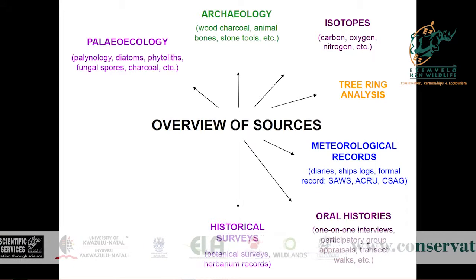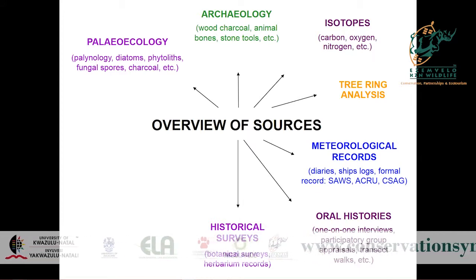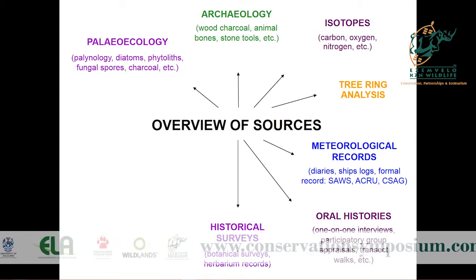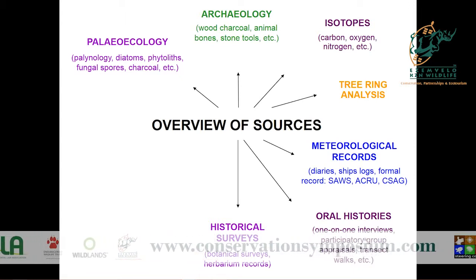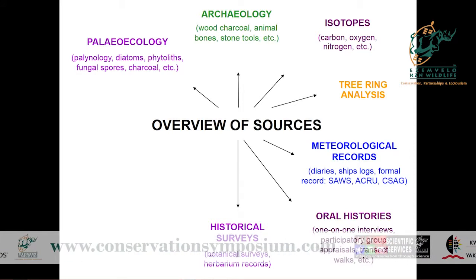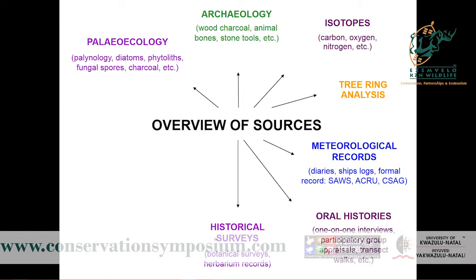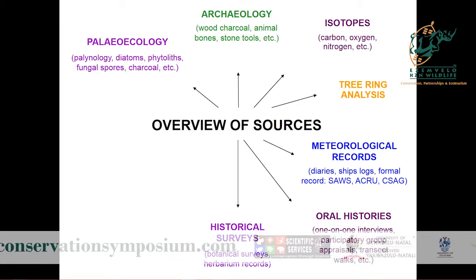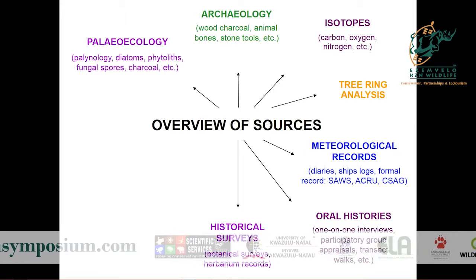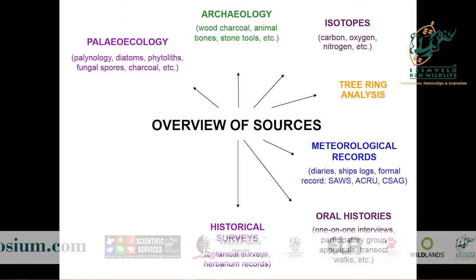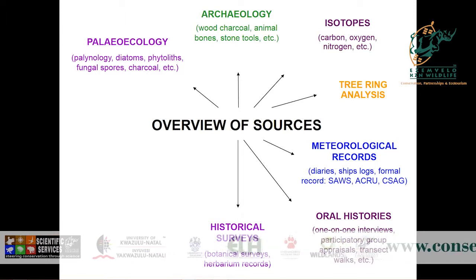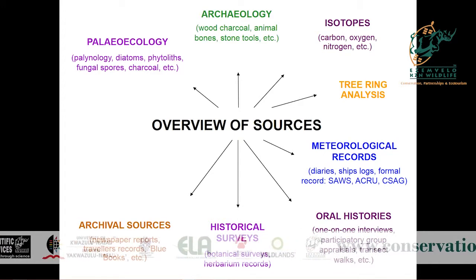One can also use oral histories, either one-on-one interviews with people who have lived on the land for a very long time, or communities have lived on the land, and there are many tools that have been developed by our social science colleagues to enable us to very effectively understand how the landscape has changed over time. Botanical surveys have been around for decades, and there's quite a lot of work which goes back to resampling many of these old botanical surveys, and herbarium records are also useful.